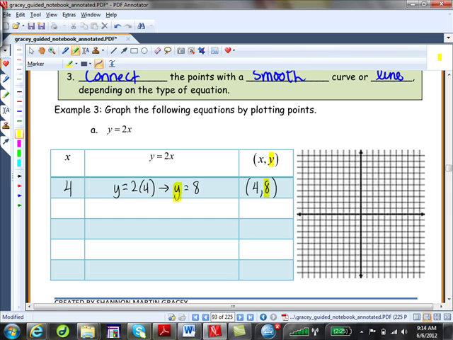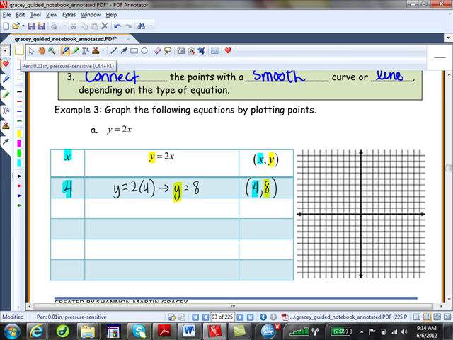So this is how we got our y coordinate. And this is how we got our x coordinate. And sometimes it's good to get several points before you start plotting the points so you know how to make your scale, right? So I'm gonna go ahead and find my ordered pairs, my points first, and then I'll go ahead and make the scale.